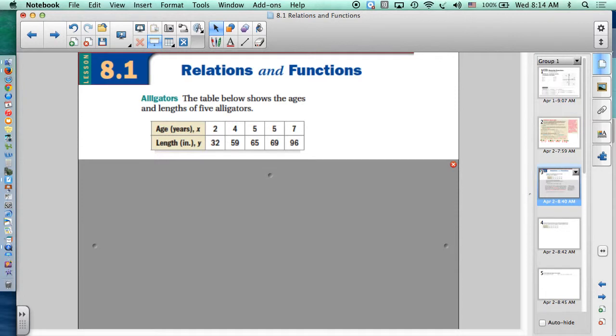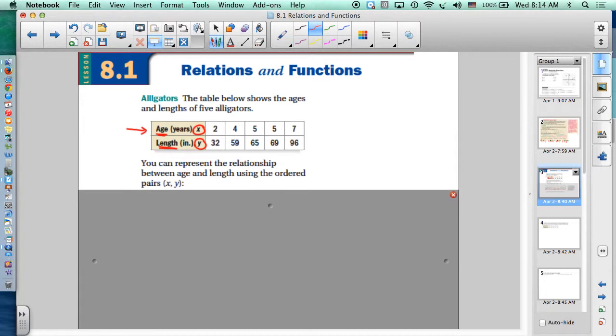Notice in this table, what we've done is we've gone ahead and we've told what each number represents. And then we've assigned a variable, either an x for the age or a y for the length. Okay. We're going to start talking about how these two values are related, the age and the length, how they're related.